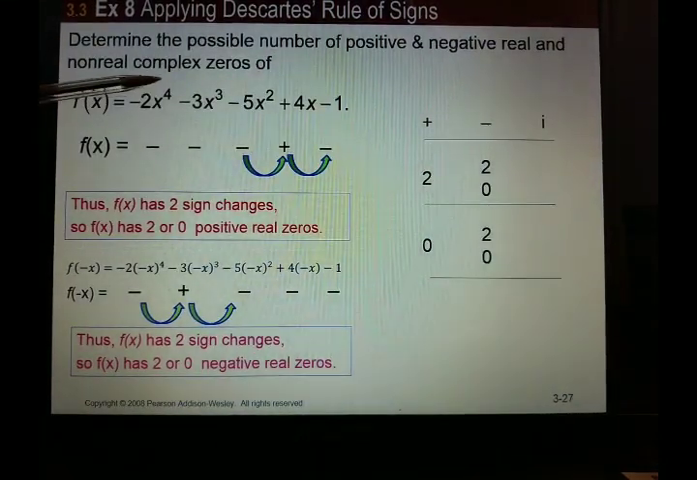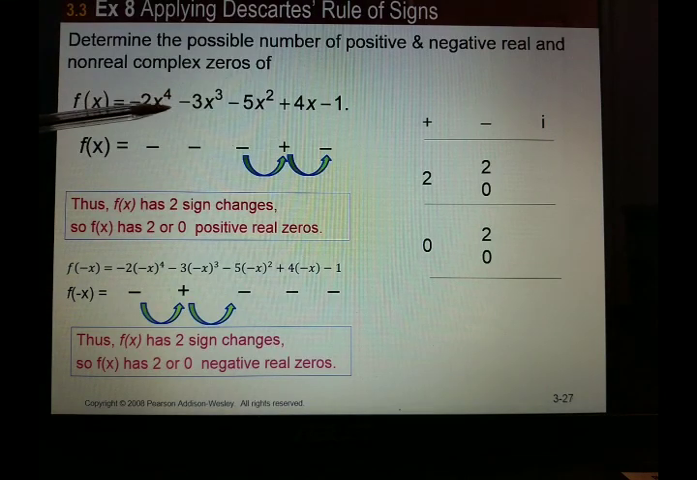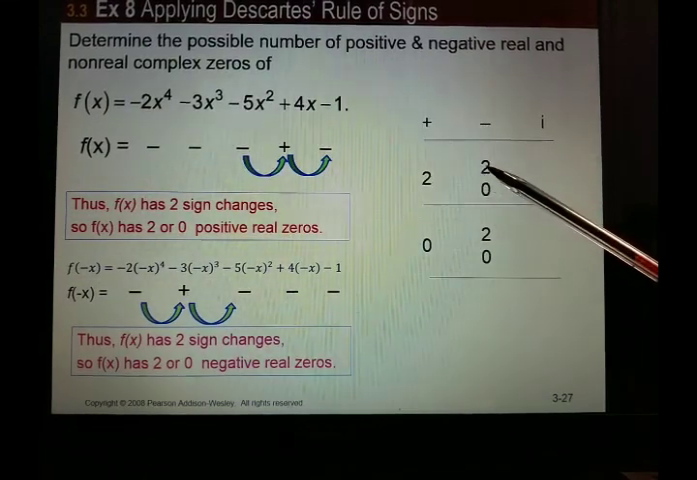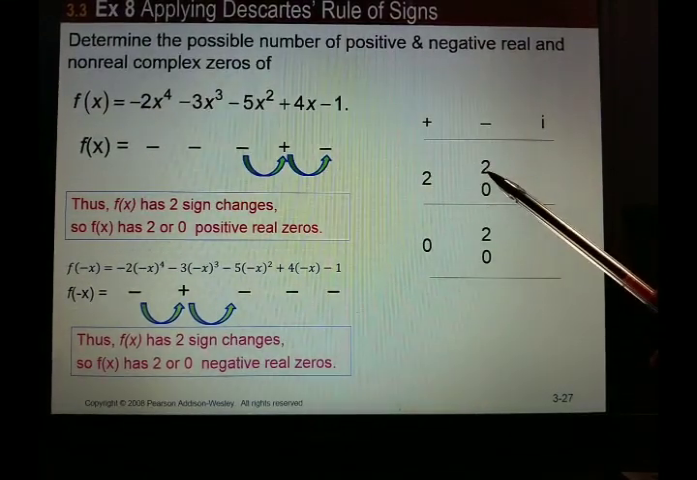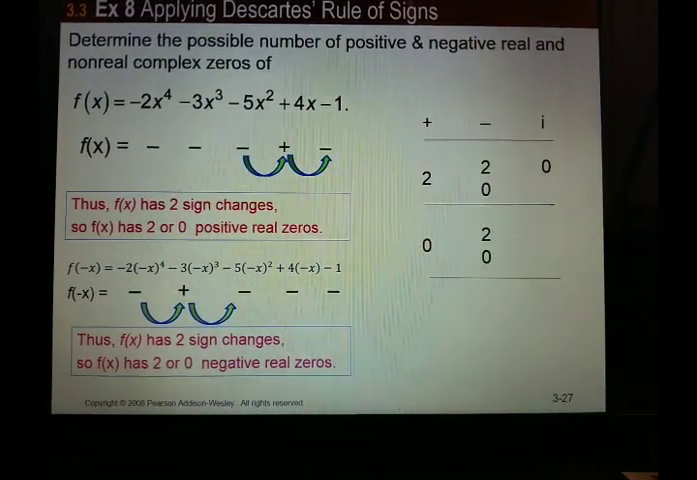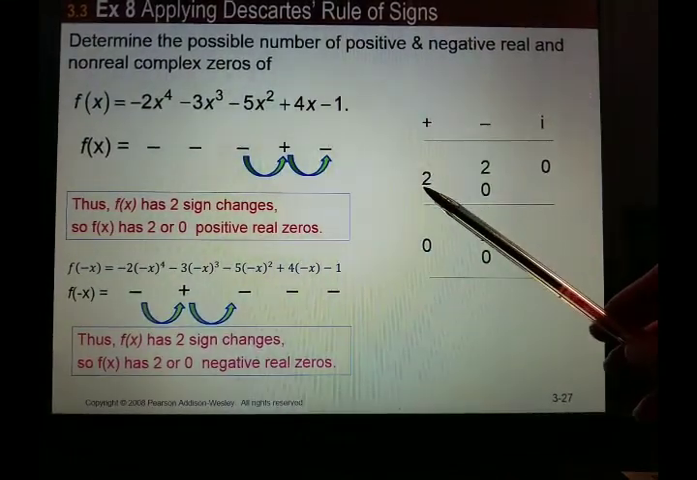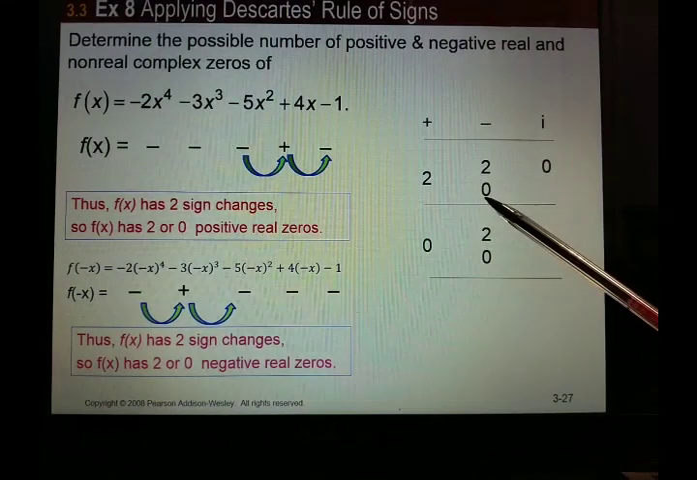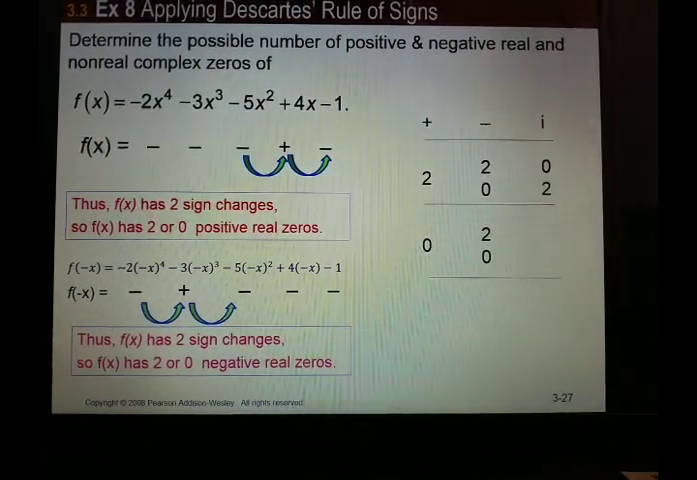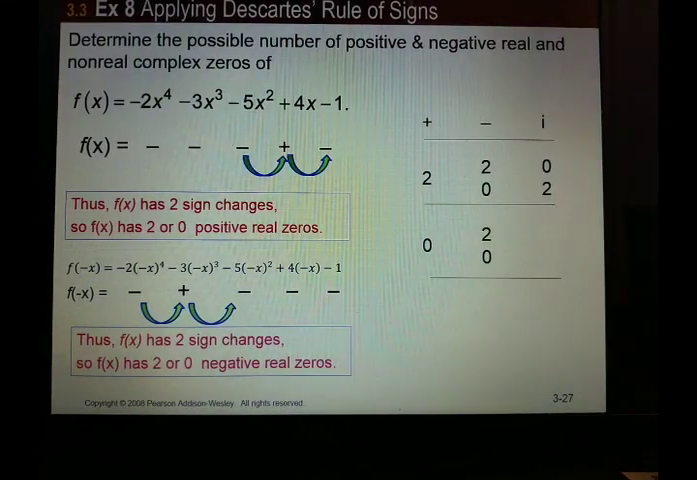See, back here at the beginning, the degree is 4. So that means I should have a total of 4 roots. So if I have 2 positive and 2 negative roots, that would be a total of 4 roots. So therefore, there would be 0 complex roots there. If I have 2 positive roots, 0 negative roots, and right now it's only a total of 2 roots, I'd have to have 2 imaginary, 2 complex non-real roots.